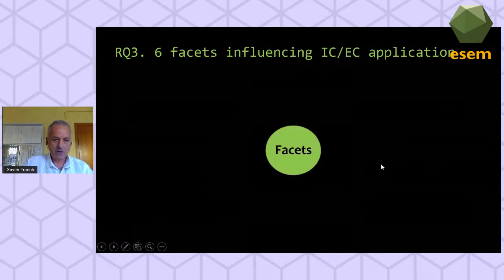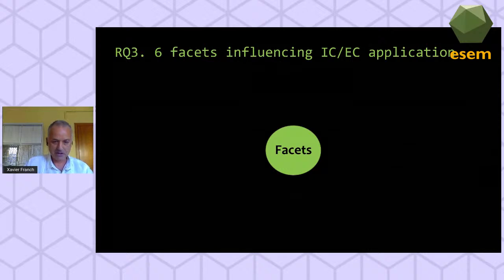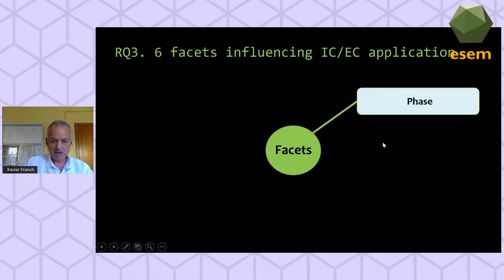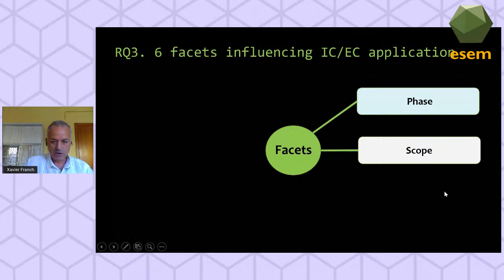In RQ3, we identified six different facets influencing the application of inclusion exclusion criteria. The first one was the number of phases. Up to 21 out of the 50 tertiary studies applied inclusion or exclusion criteria in more than one phase. Also, we saw scope as a differentiating concept for the tertiary studies. The most dominant type of scope was to investigate the inclusion exclusion criteria in the title and abstract of the secondary studies.